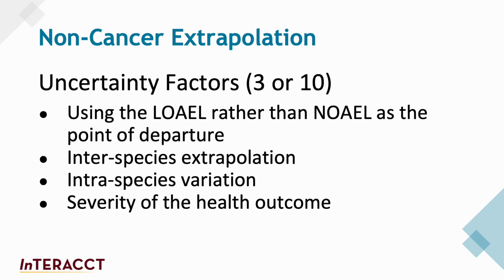Factors that may lead to the selection of one or more uncertainty factors include using the lowest observed dose rather than the no observed effect level as the point of departure, interspecies extrapolation, which seeks to account for differences in the biology between humans and experimental animals, intraspecies variation, which accounts for the differences in how individuals respond to the exposure and develop disease. And finally, severity of the health outcome, where it's better to protect workers from very severe health outcomes by adding additional uncertainty into the extrapolation.